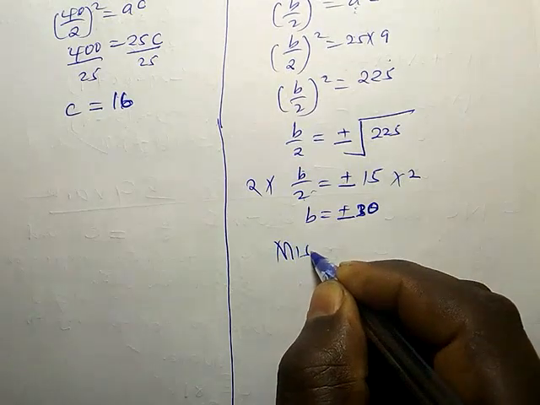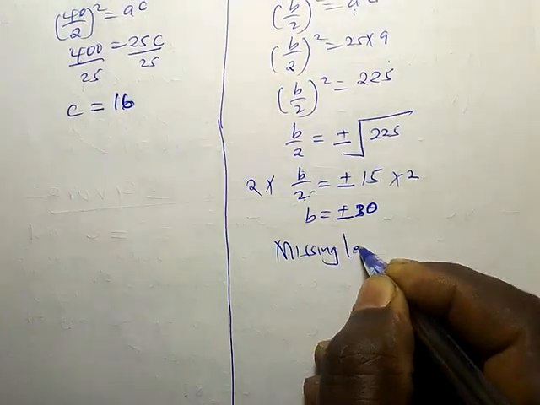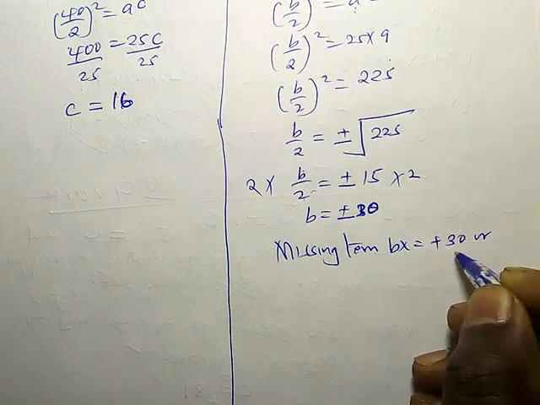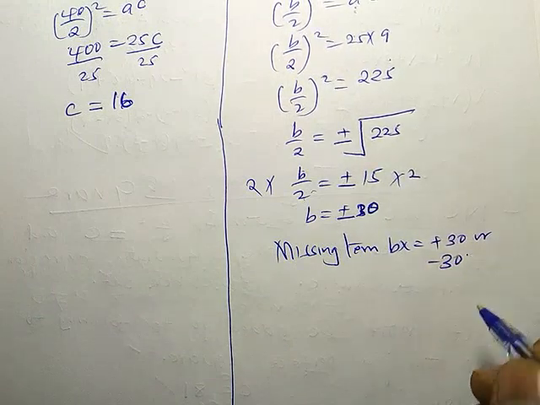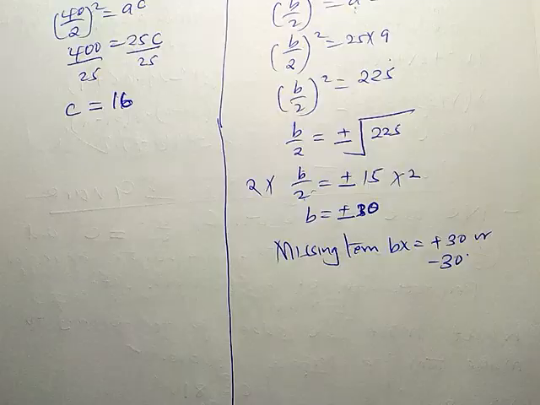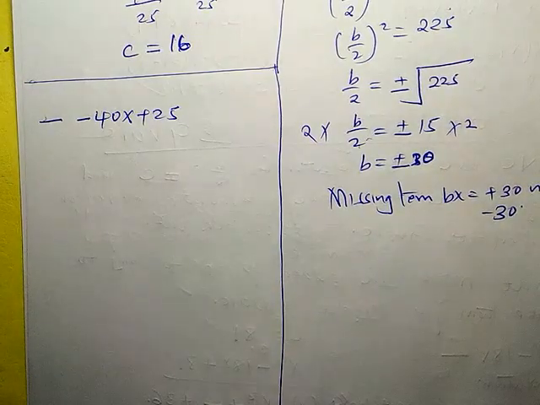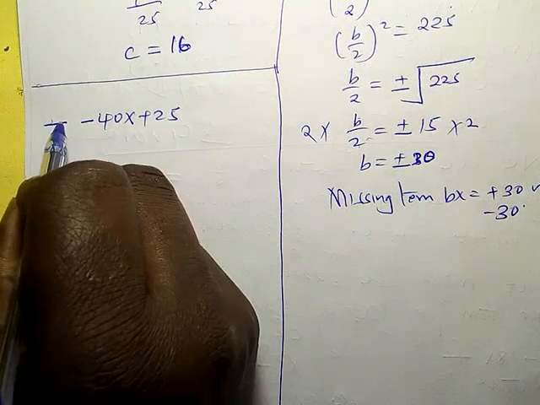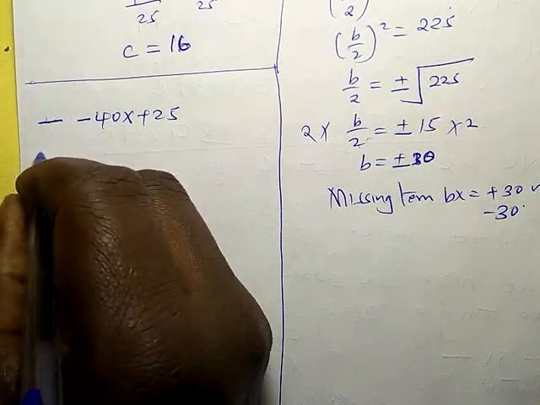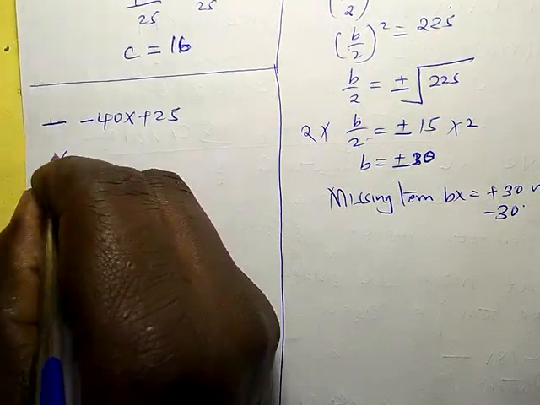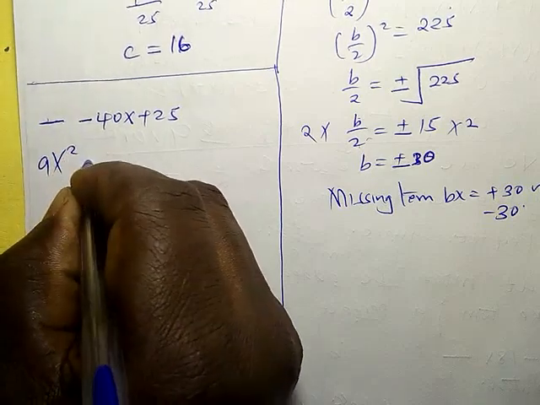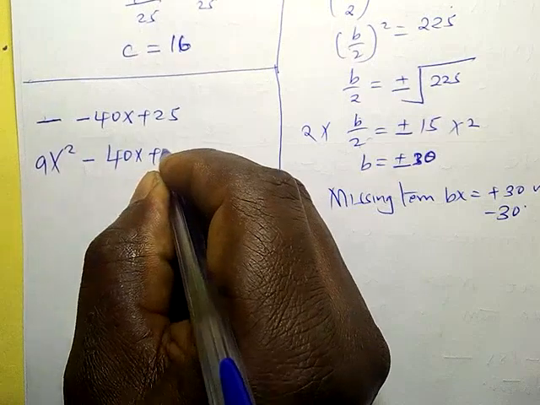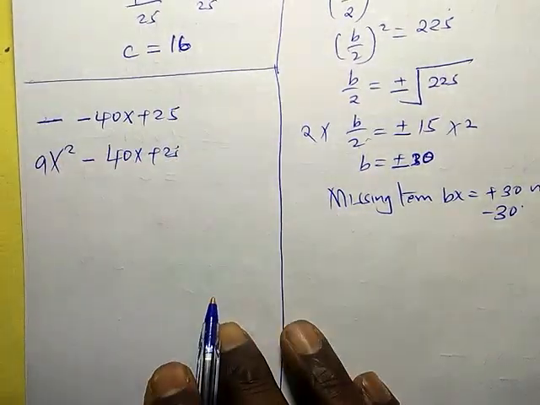So the missing term bx is equal to positive 30 or negative 30. Our last example in this subtopic is when we have the first term missing. So let the missing term here be ax squared minus 40x plus 25. This is what is missing.